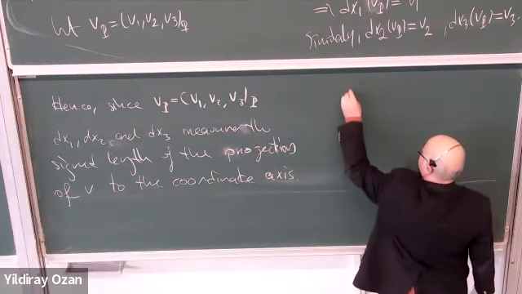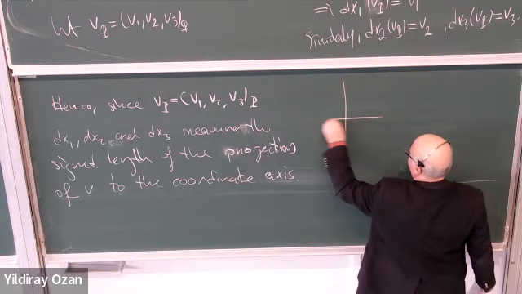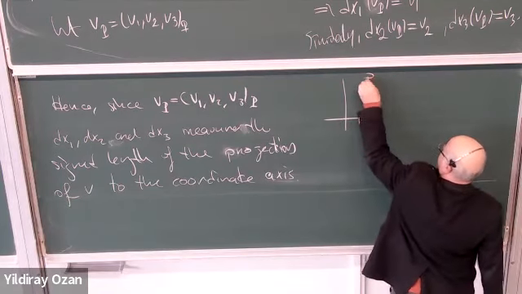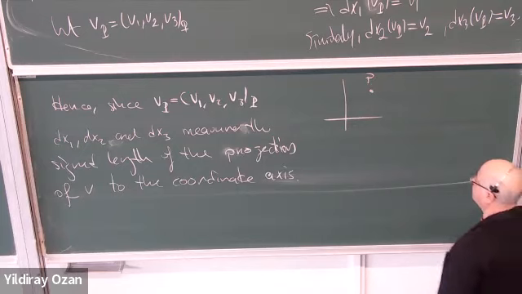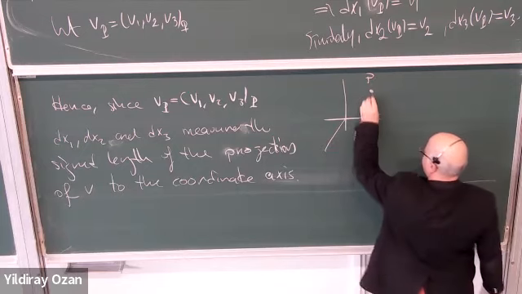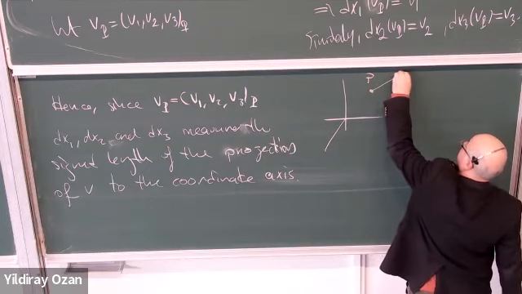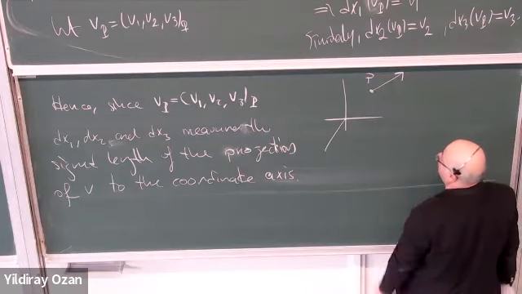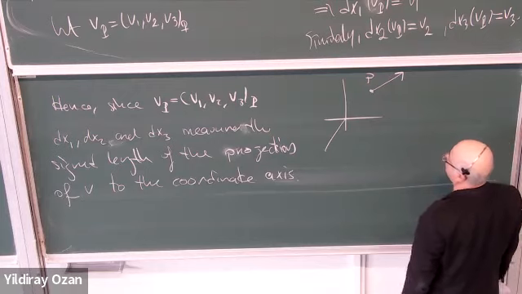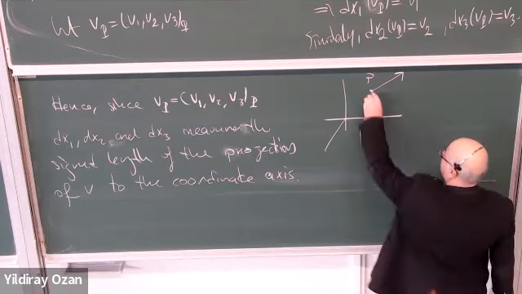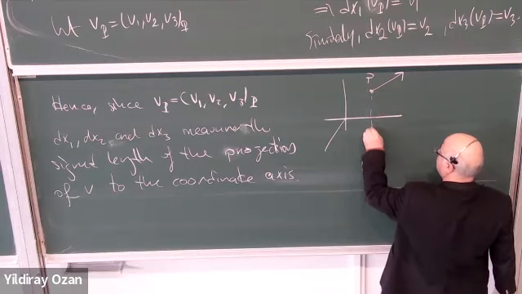I have this vector. Suppose this vector is at this point, and suppose this is the vector. Its projections onto the coordinate axes are vectors like this, right?